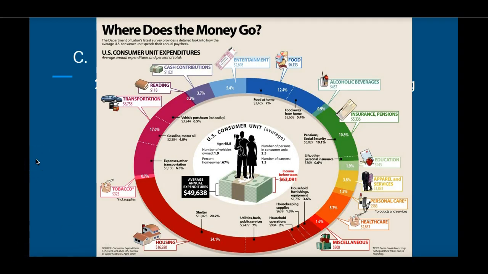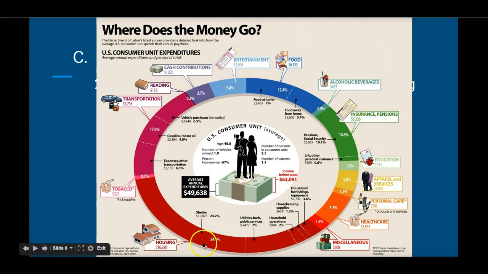this is a graphic looking at where does all our money go. So this is looking at a survey that provides information about the average U.S. consumer and where they spend their annual paycheck. So in the middle you can see that income before taxes is $63,091, and it says average annual expenditure is $49,638. So where does all of that money go? Well, all the stuff on the outside tells you where.